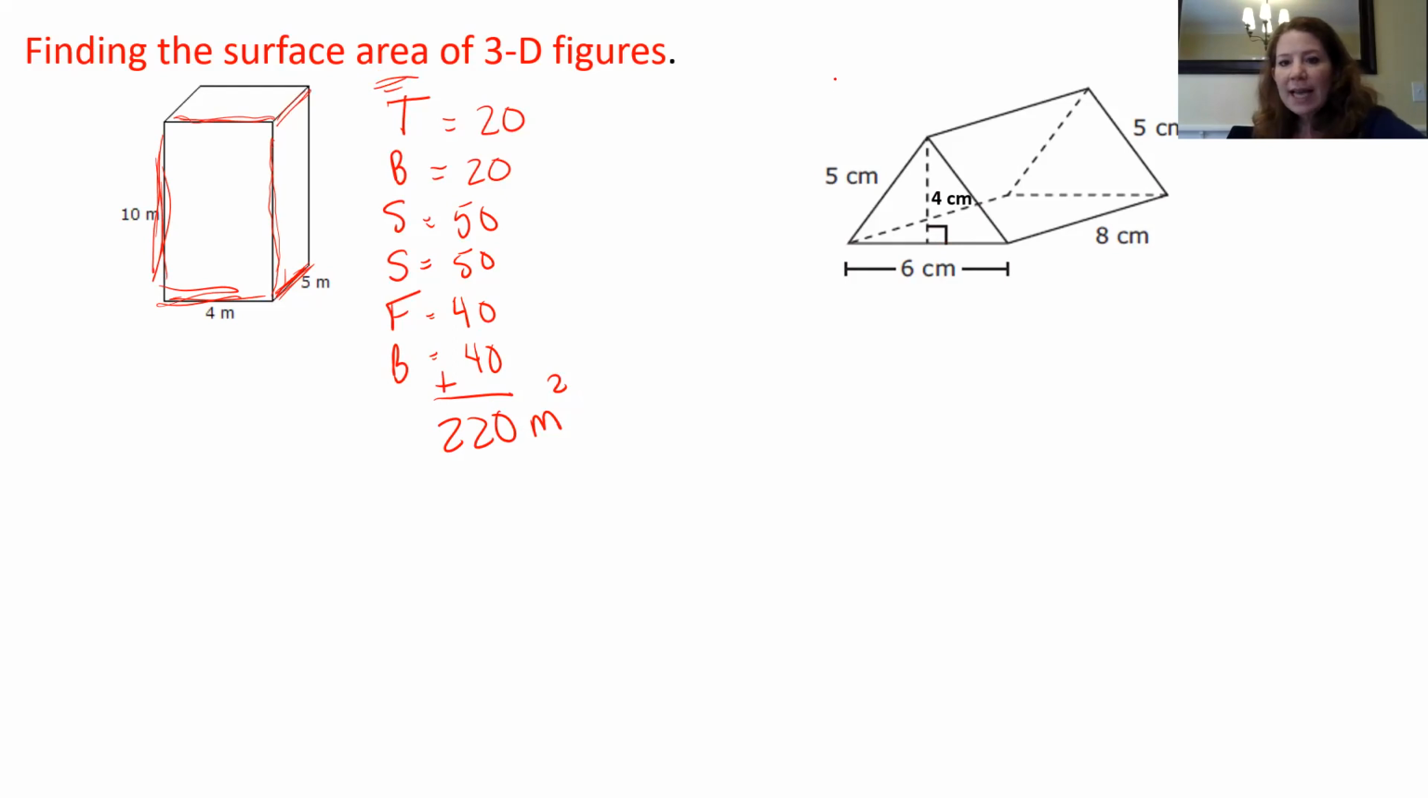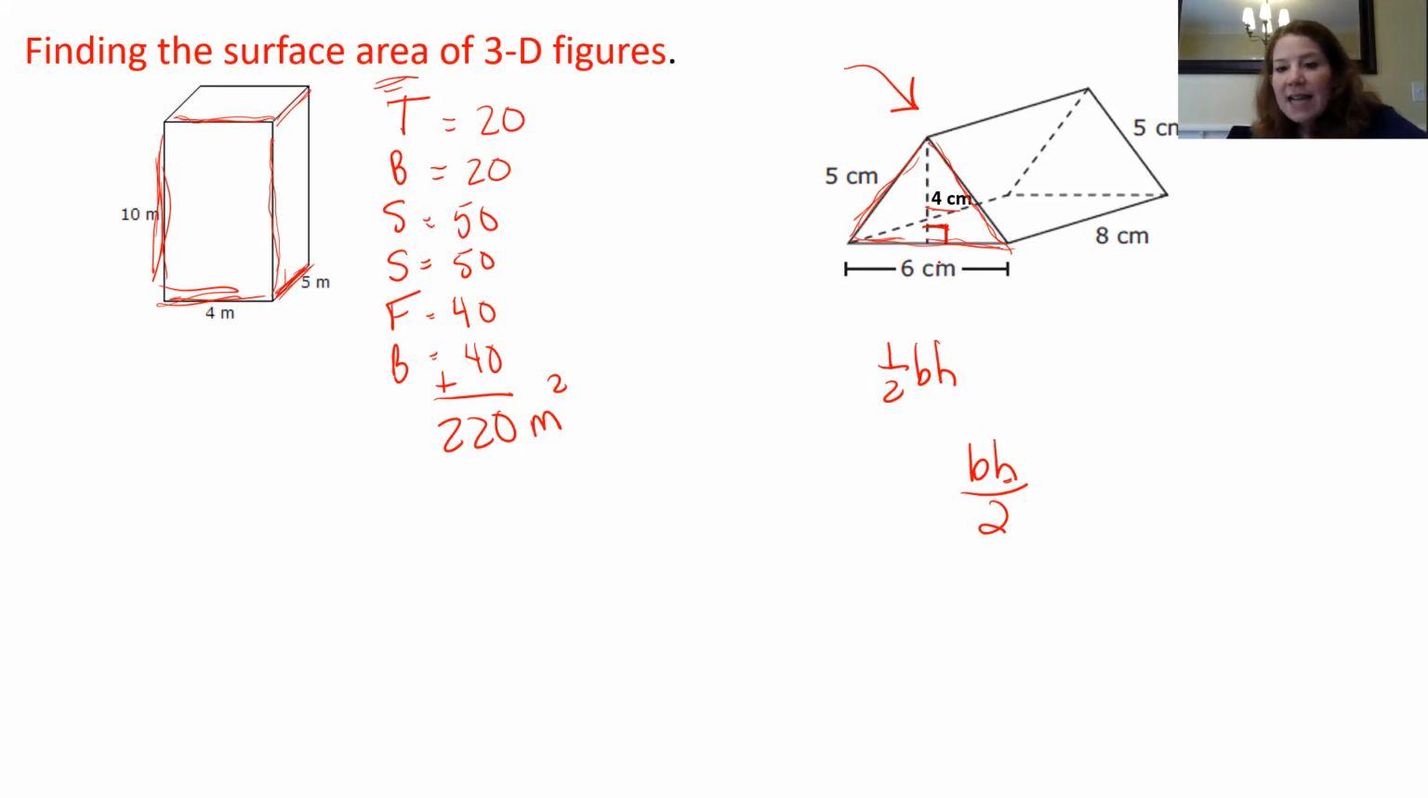Now let's look at this triangular prism. This is the triangle, right? So we're looking for the area of the base. So the area of the base, which is a triangle. So remember, the area of a triangle is half the base times the height. Also, you could write it base times height divided by 2. And remember that for height, we always have to have a right angle. So this triangle right here has a height of 4. So even though this side length is 5, that's not the height of the triangle. The height of the triangle is 4 because it's perpendicular to the base of 6.